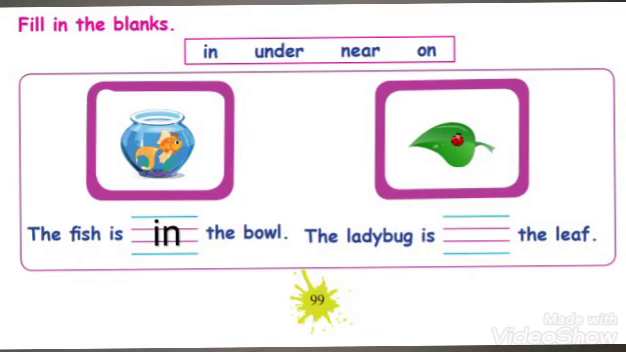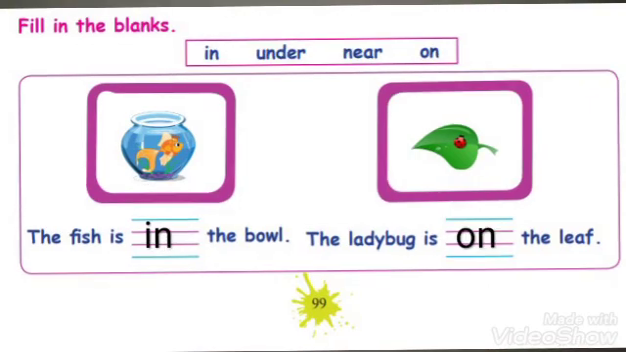Second sentence. The ladybug is dash the leaf. Look at the picture. Where is the ladybug? The ladybug is on a surface of the leaf. So, which one is the correct answer? On. The ladybug is on the leaf.